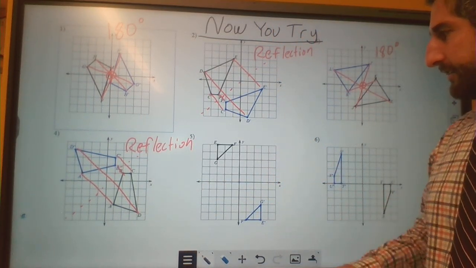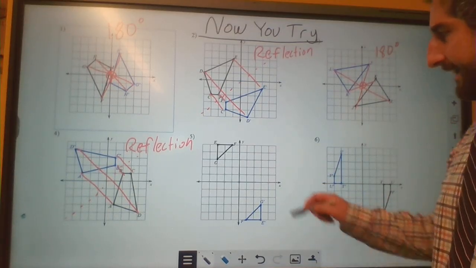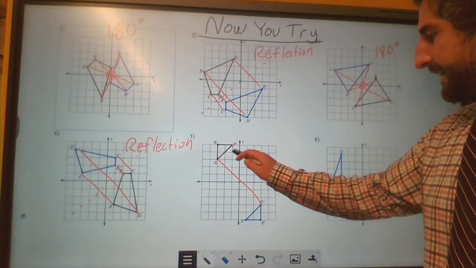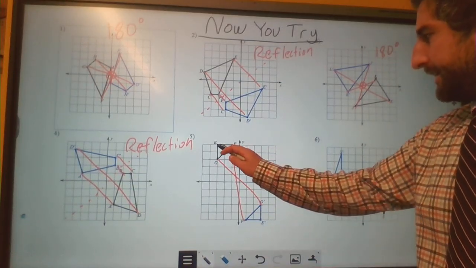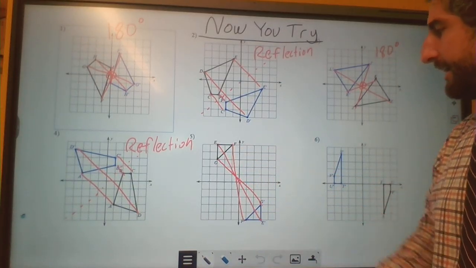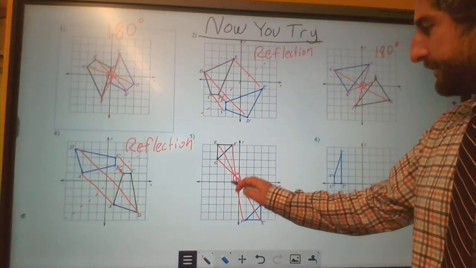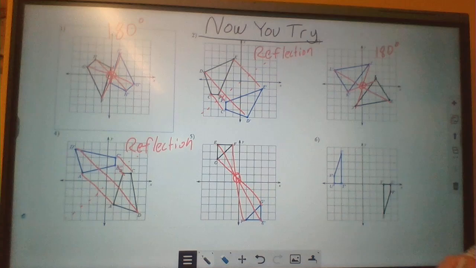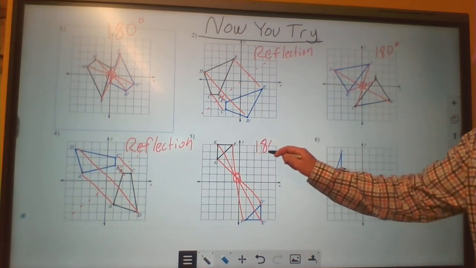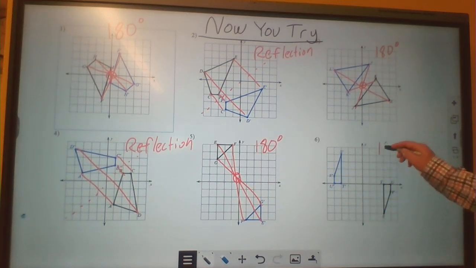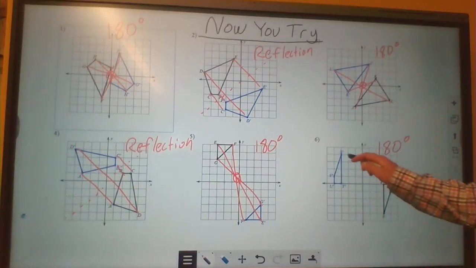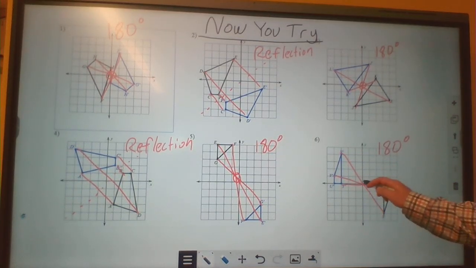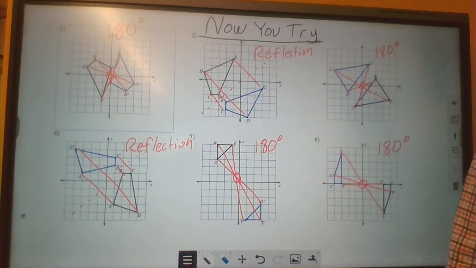Number 5, this one's a little tough, but if you look at the letters, it becomes pretty clear. G is going to G prime, F is going to F prime, E is going to E prime. They are not going the same direction, they are crisscrossing, so we have a rotation. And finally, number 6, once again, another rotation. S to S prime, T to T prime, U to U prime, and V to V prime, going right through that central point.